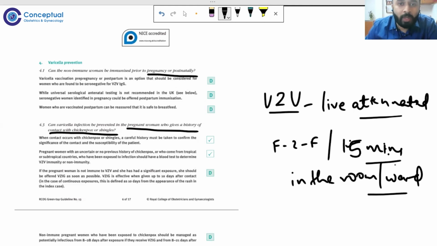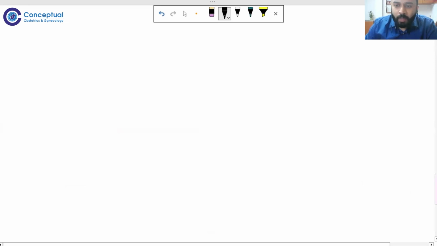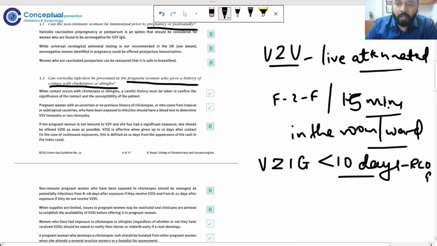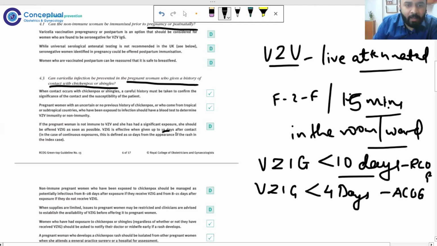They recommend that we should give VZIG, that is varicella zoster immunoglobulin, within 10 days of the first contact. This is what RCOG says. Williams says that you can even give it in less than 4 days; in fact, they recommend giving it within 4 days or 96 hours after the first contact with an actively infected patient. As you can see, this guideline recommends that it has to be given within 10 days of contact, because after 10 days, it would probably be impossible to prevent this patient from getting active infection.